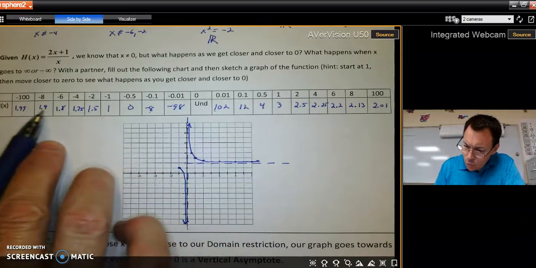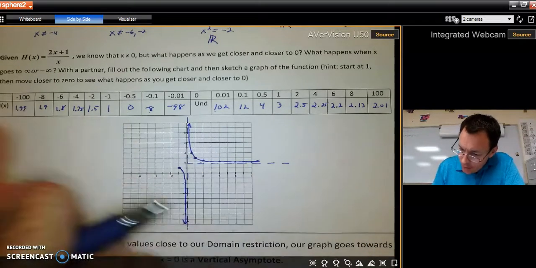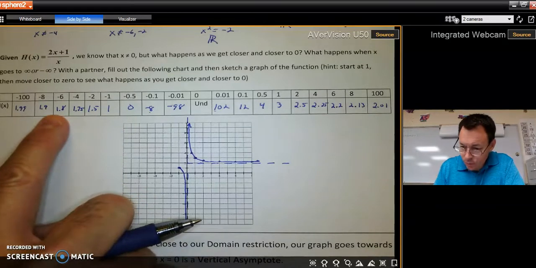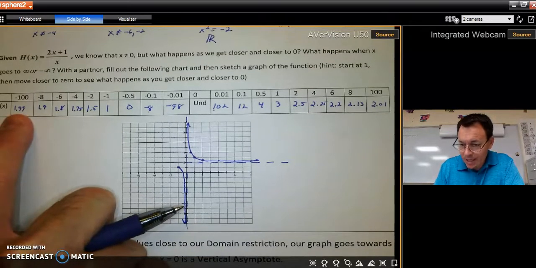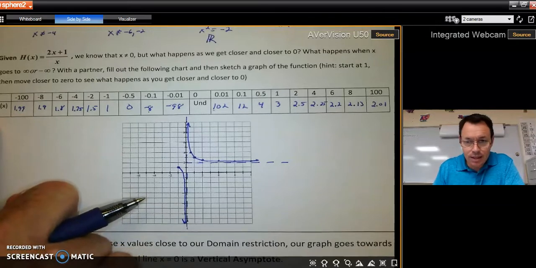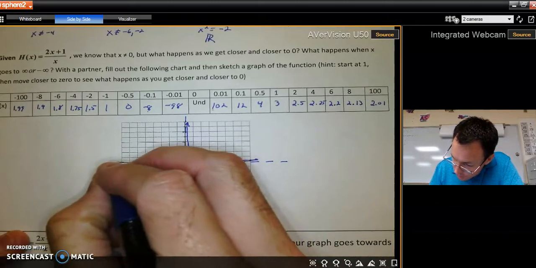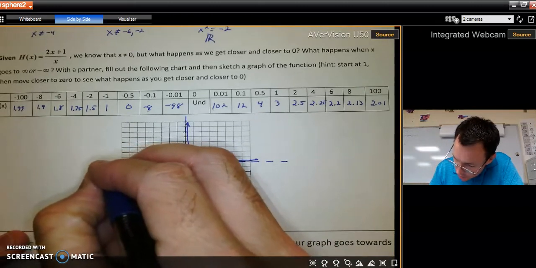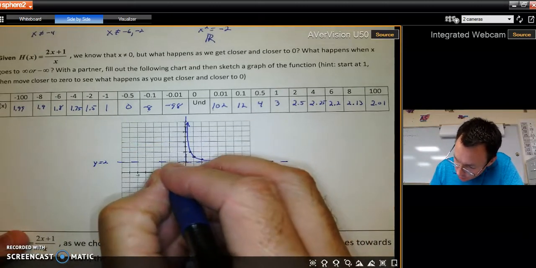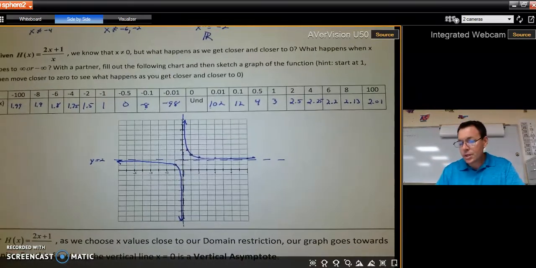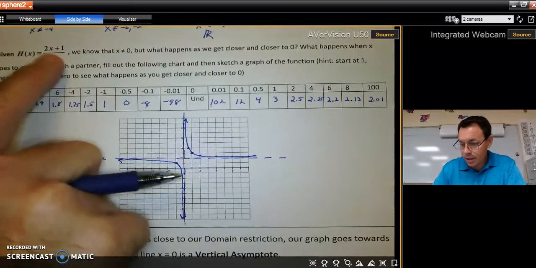And as my numbers get way, way big negative, I'm getting 1, and then 1.5, 1.75, 1.8, 1.9, 1.99, 1.99999. I'm getting closer and closer to this value of 2. So that's y equals 2. But I'm never going to quite get there. I'm just getting closer and closer to it. Okay? So this is a graph of that function.